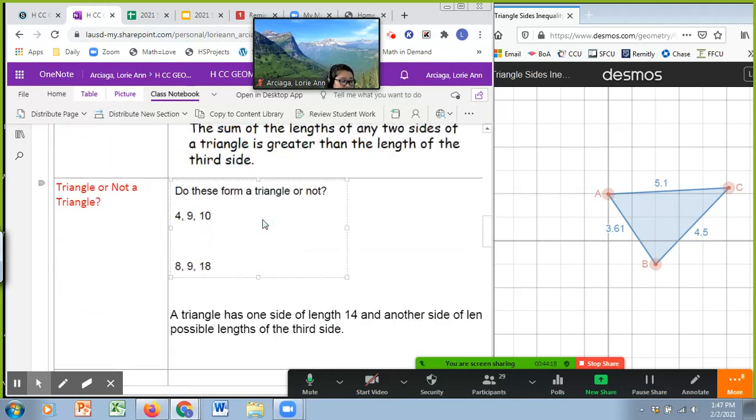So now try these out. Do these form a triangle or not? Do these three numbers form a triangle or not?